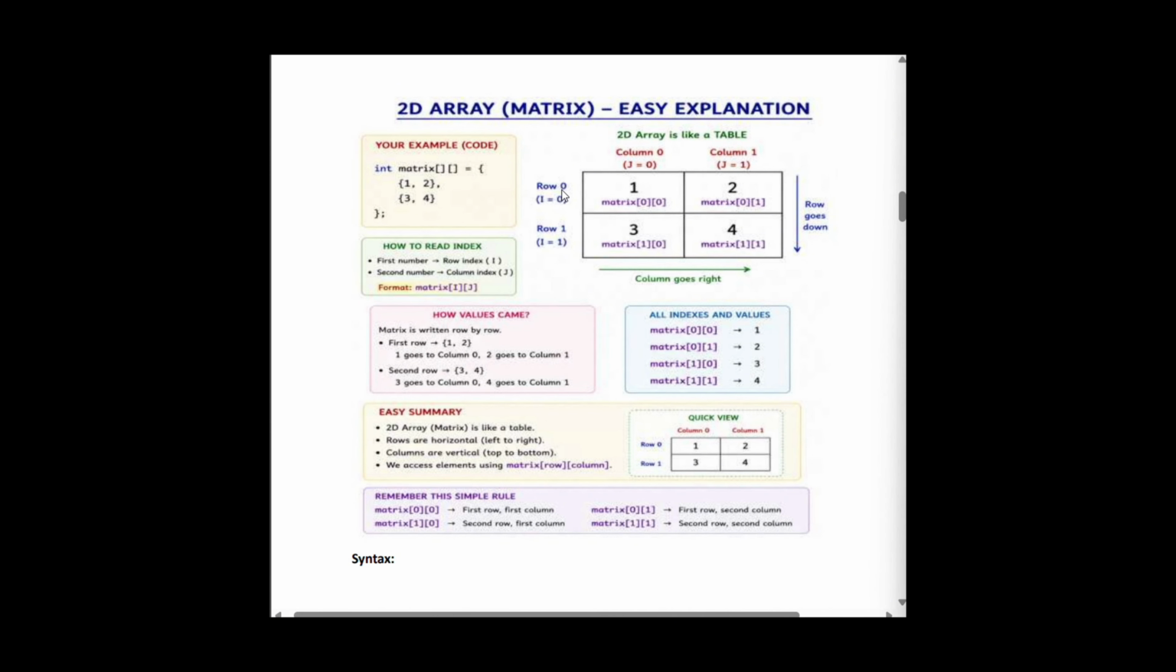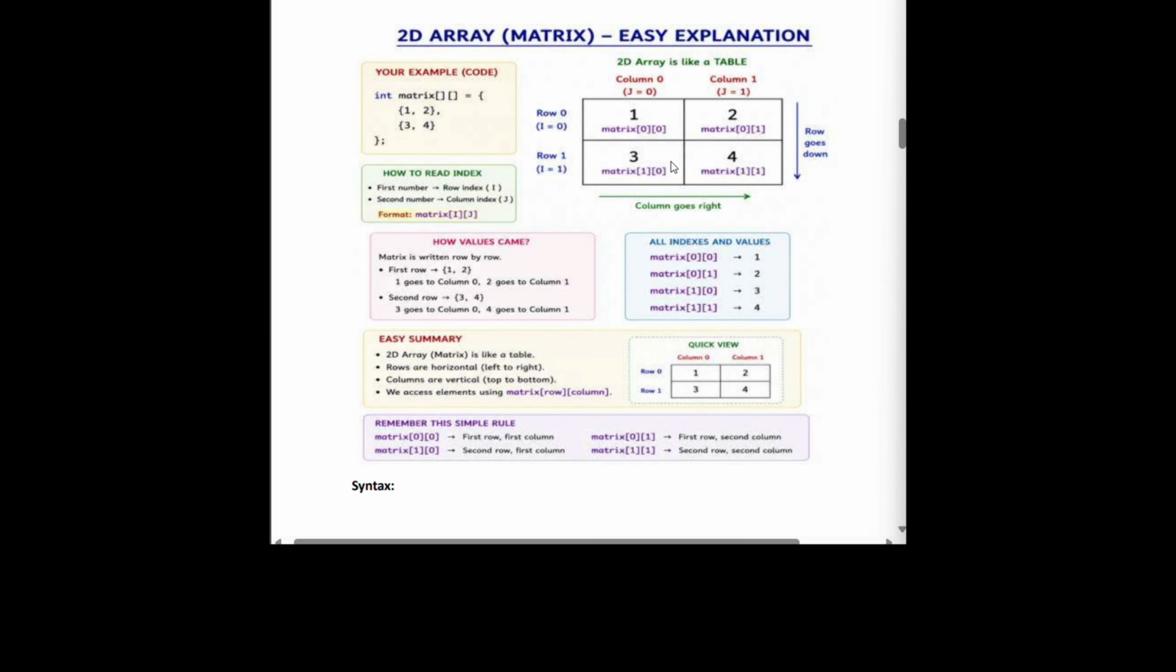Coming to matrix[0][1]: the first 0 means row 0 and the second 1 means column 1. Where do they meet? At value 2. Now find matrix[1][0]: the first 1 means row 1 and the second 0 means column 0. Value is 3. And coming to matrix[1][1], the first 1 means row 1 and the second 1 means column 1. Value is 4.